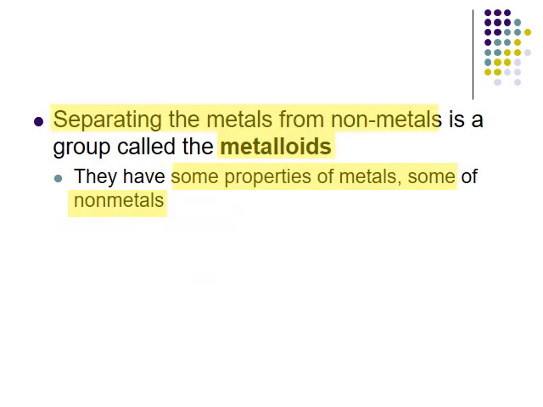Finally, separating the metals from the nonmetals is a border group called the metalloids. And I love the metalloids because they are the border between the metals and the nonmetals. Their properties are the border. They mix and match the properties. So for example, silicon is kind of the poster child for metalloids. Elemental silicon is shiny. It looks like a metal, but it's brittle like a nonmetal. So very, very interesting in that case.